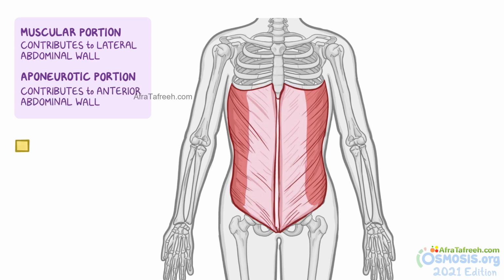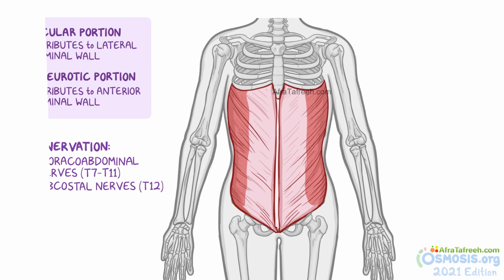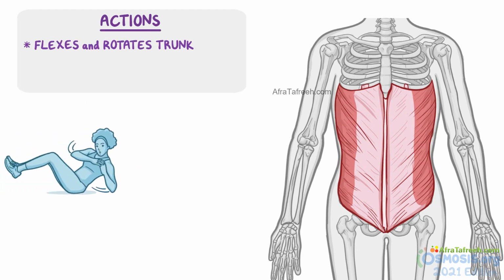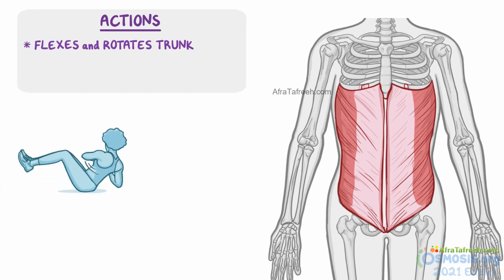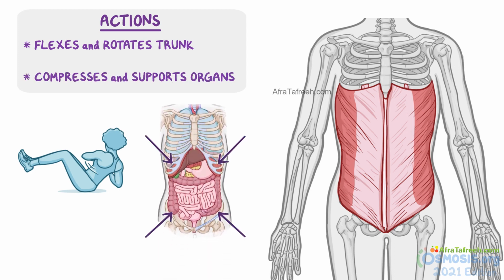The external oblique is innervated by the thoracoabdominal nerves, which are derived from the anterior rami of the T7 to T11 spinal nerves, as well as by the subcostal nerve, which is the anterior ramus of T12. The external oblique flexes and rotates the trunk, like when you're doing those Russian twists at the gym. It also compresses and supports the organs within the abdominal cavity, particularly during expiration.